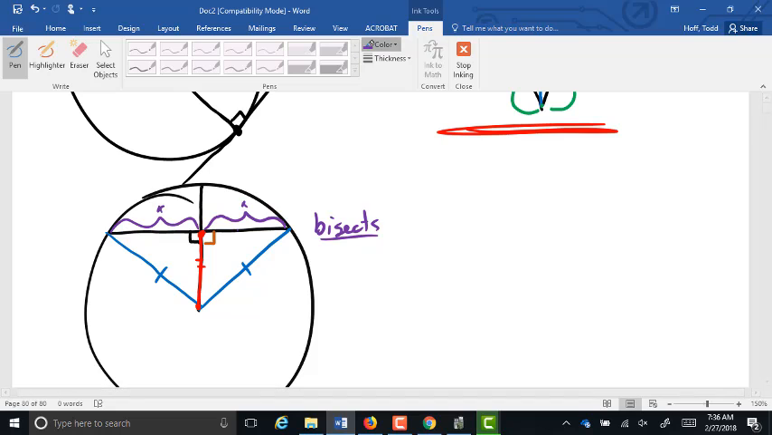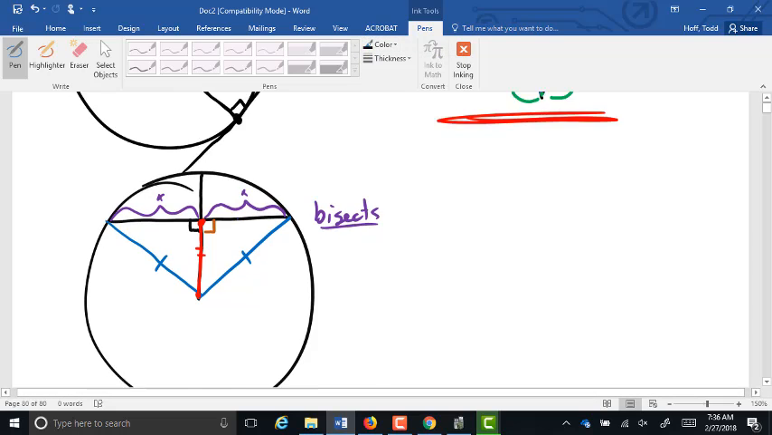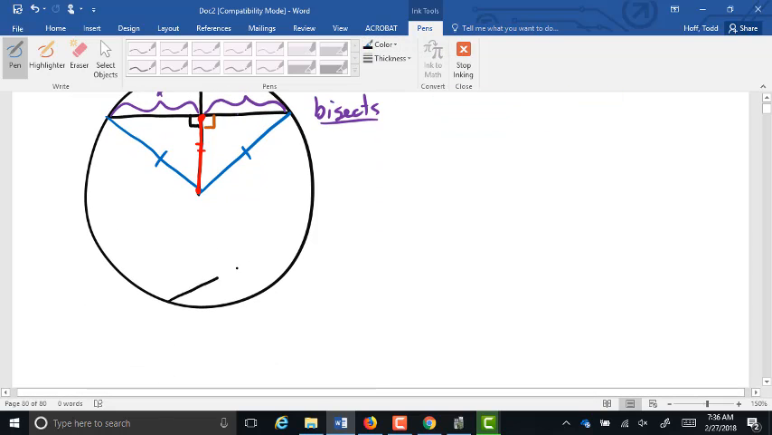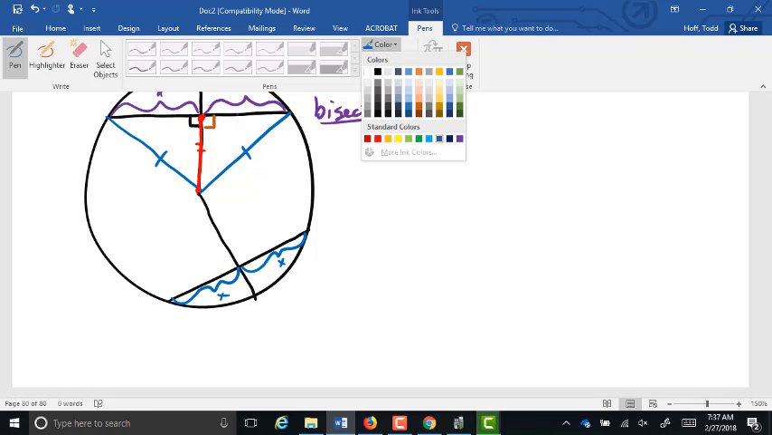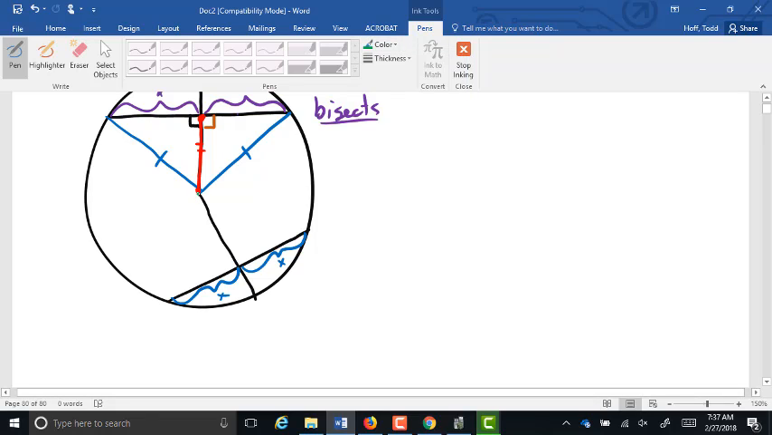Now, going the other direction, would the opposite be true? If I have a chord here, and I draw in a radius that happens to cut that chord in half, does it have to hit that chord at a right angle? Well, common sense would tell us probably yeah, but let's double check it.